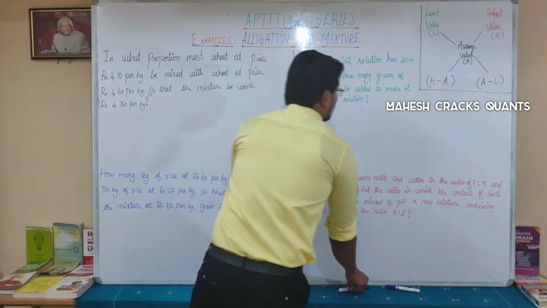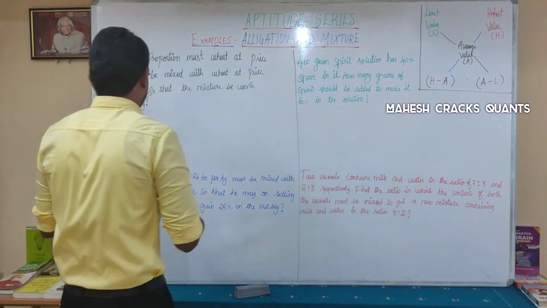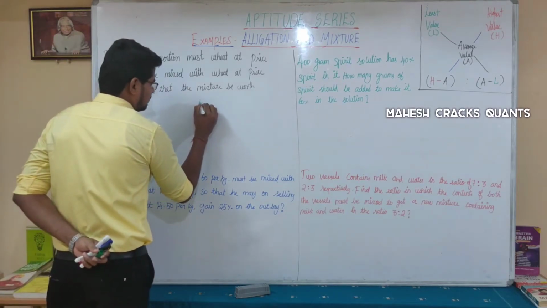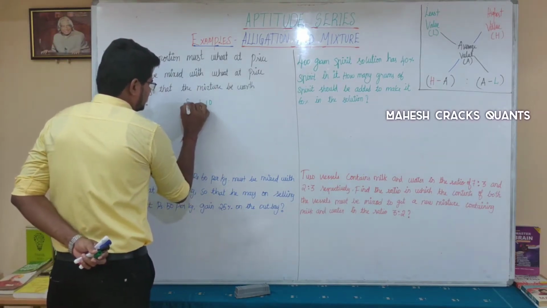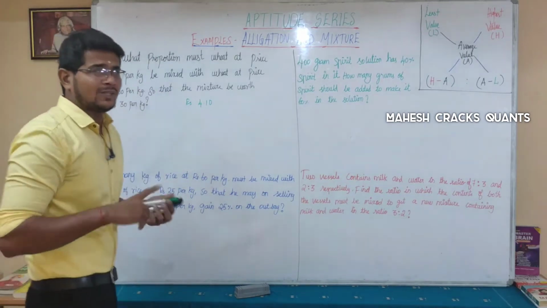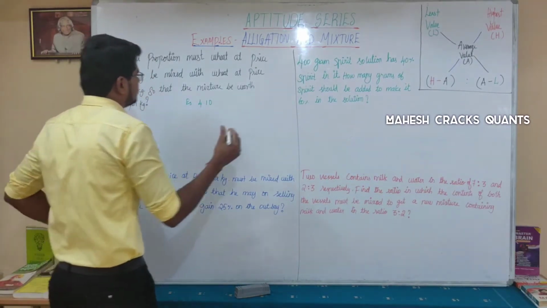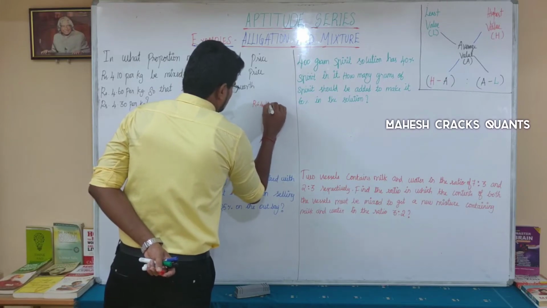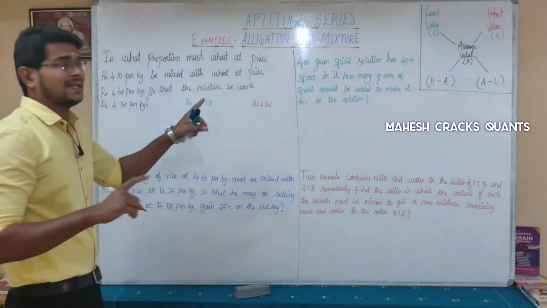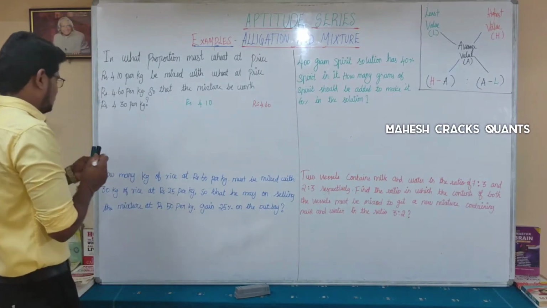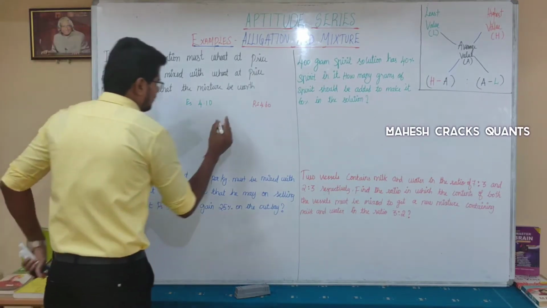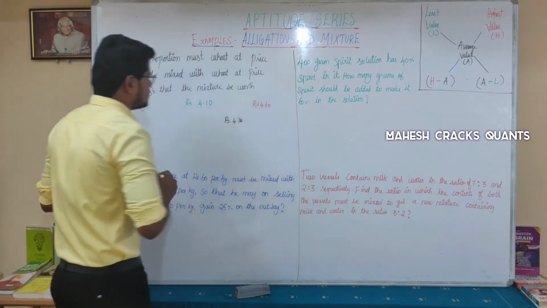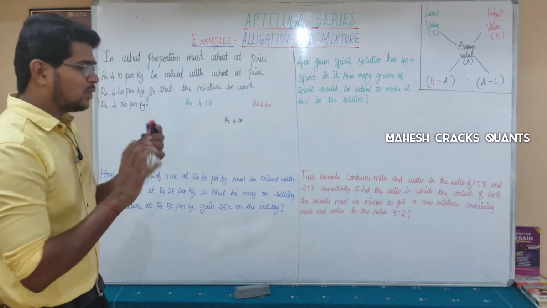So write down what things we have. First, the least value is rupees 4.10 per kg. Then the highest value is rupees 4.60 per kg. And then the average value, which is nothing but the mixture cost, is 4.30. What you have to do?